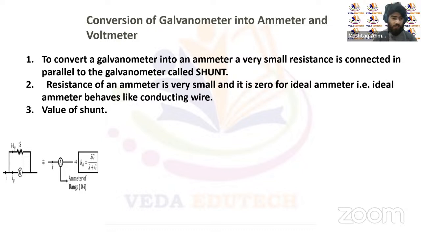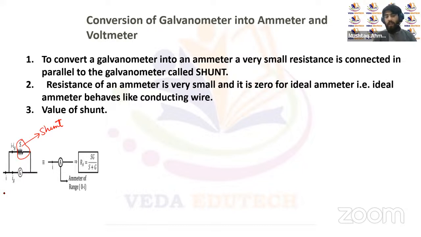You can see here in this picture, S is the shunt. We have placed it parallel to the galvanometer. There is some current I approaching the galvanometer, and some part of the current flows through the galvanometer, that's IG, and the rest of the current is going to flow through the shunt resistor, that's I minus IG. That's the remaining part of the current.